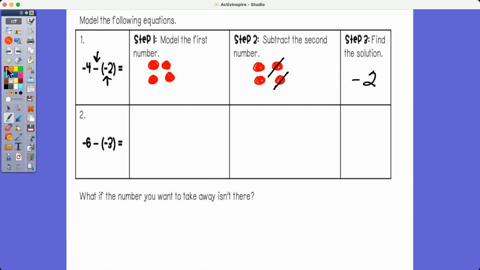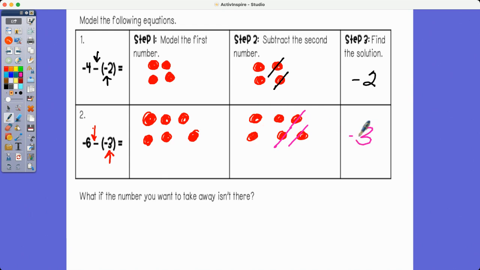Let's try this one together. So we start with 6 negative counters. I know, my coloring is spot on, guys. They're making me draw it twice. I'm too lazy for this, but we're gonna be extra tonight and do it anyway. Now I need to take away 3 negative counters. That's what that says. 1, 2, 3. My solution is I have 3 negative counters left.